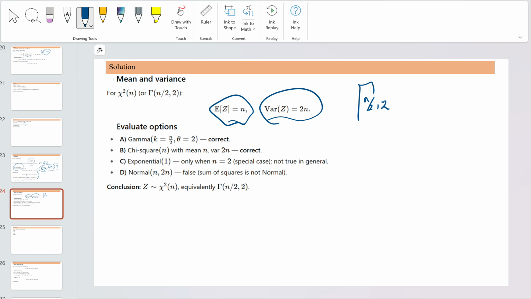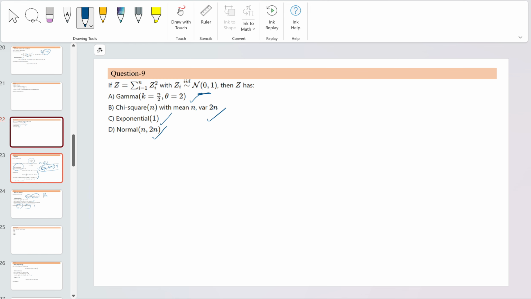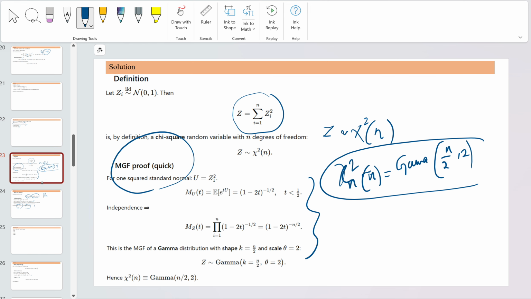And chi-square n with mean n, that is also correct. But the exponential is not true in general, and it is also not correct with the normal distribution. So the conclusion is that Z is chi-square of n, and it is a gamma distribution with n/2 comma 2. Okay. So the correct option is gamma n/2 and 2. Option A is actually correct.